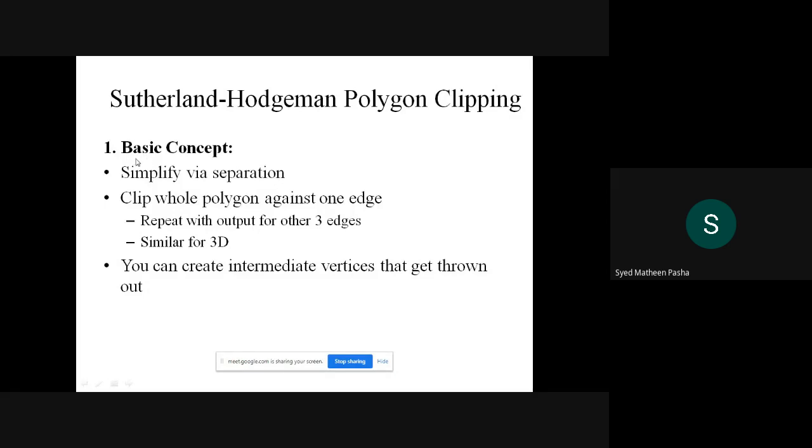Let's see what the concept behind area clipping is. Simply put, via separation, it is not performing the clipping all at once. It separates each and every object, takes a single side of the object, and then clips. That is with respect to separation. Clip the whole polygon against one edge. That is, if the polygon area is outside the window on the left part, it will take that part individually and then start clipping. Repeat with the output for the other 3 edges, similar for 3D.